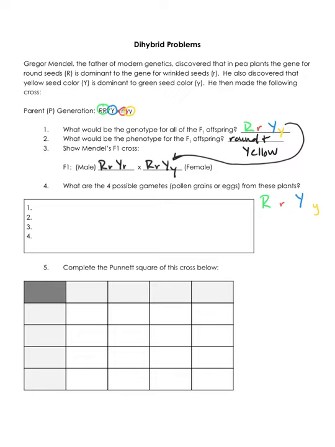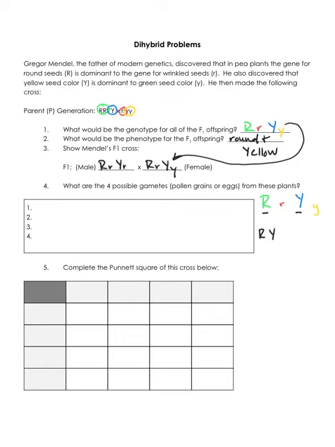The next question asks, what are the four possible gametes? Those, remember, are the reproductive cells, pollen grains or egg cells, that come from these plants. And a gamete has half of the genetic information of the parent. So the parent genotype has 4 letters, which means the gametes that we're going to create are going to have 2 letters. The way that you figure out those letters is by taking one letter from each trait to make pairs. So first, we have our capital R and our capital Y. That can be one gamete pair. So R, Y is one gamete pair, okay?